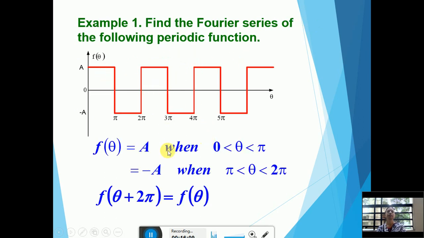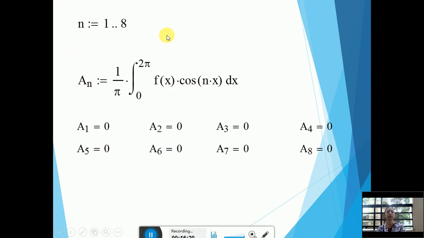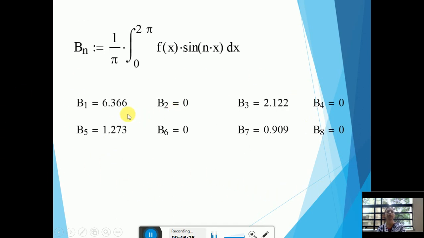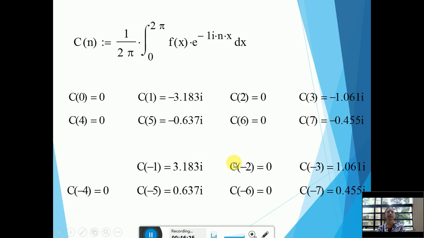So if you want to find the Fourier series of this function, as before, you take a equal to 5 for this, and a0 is 0. For n equal to 1 to 8, calculate, again using trigonometric relations, this is what you are getting: bn for 8 values. So the complex form of this can also be expressed like this. Cn is like this. I'll evaluate the constants up to 8. This is what you are getting.